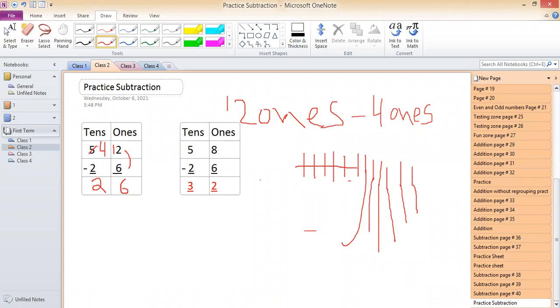Then it is not 5 tens because it has given 1 ten to the ones. It is now 4. 4 tens minus 2 tens. 1, 2, 3, 4. Cut 2. So it will be 2. So the answer is 26. 52 minus 26 is equal to 26. Is it clear, guys? Yes. Okay. That's very good.